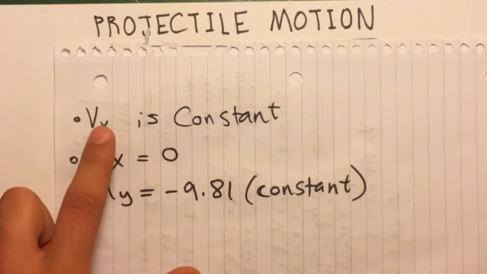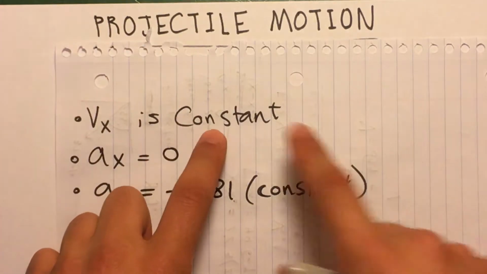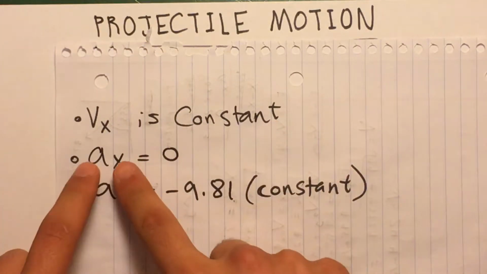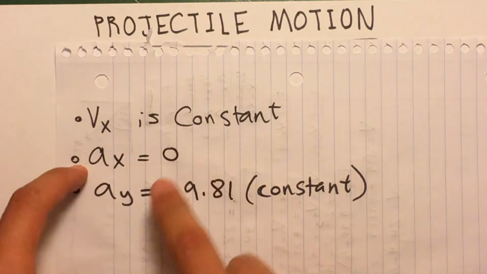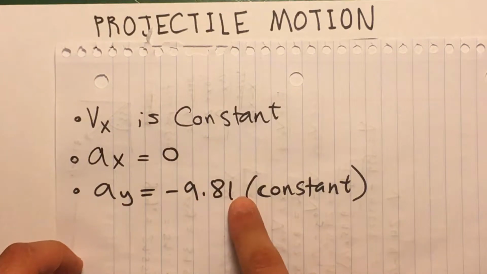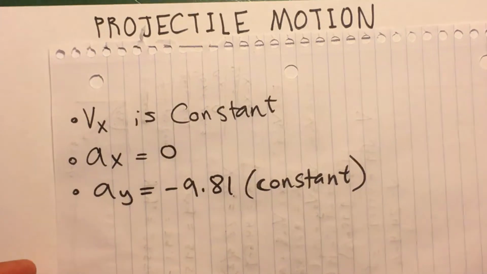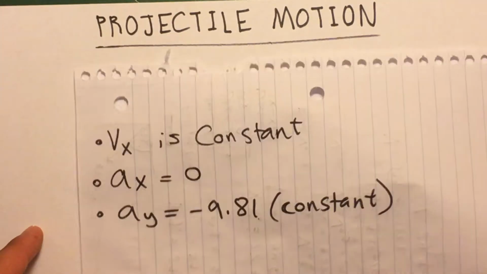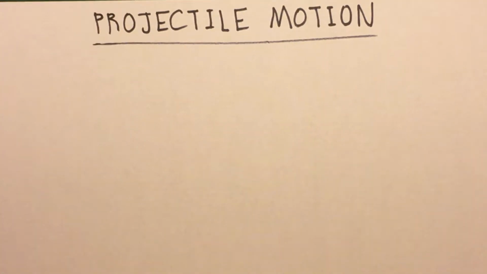So the x component of velocity in projectile motion is constant, and the x component of acceleration is 0. And the y component of acceleration is negative 9.81, or sometimes negative 9.8, and it's constant throughout the entire motion. That's because of Earth's acceleration due to gravity. So let's just begin with an example.